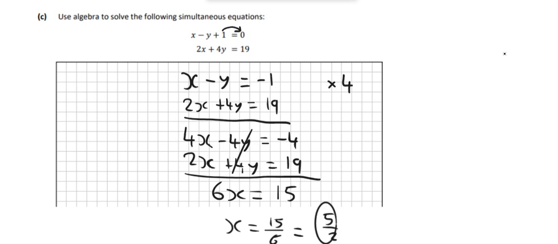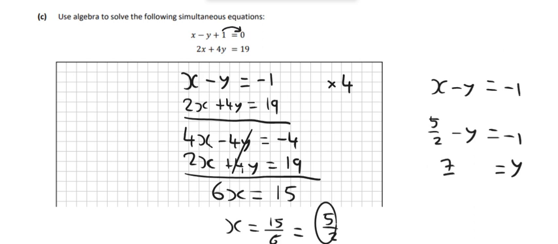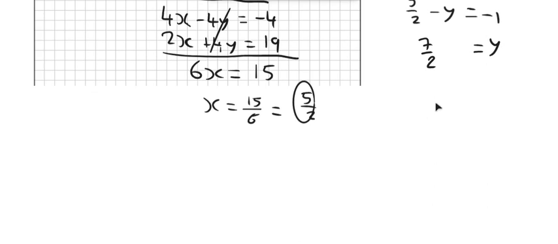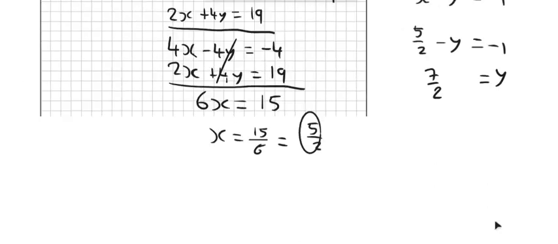I'm going to take that and put it back in instead of the x in either of the equations, and I'm just going to pick the top equation. So x minus y is equal to minus 1. So 5 over 2 minus y is equal to minus 1. So bring the minus y across to the right hand side, it's easier. So we get y is equal to, and then add on 1, you're just going to get 7 over 2. So x is 5 over 2, y is 7 over 2 here. So that's it, that's all for question 2.